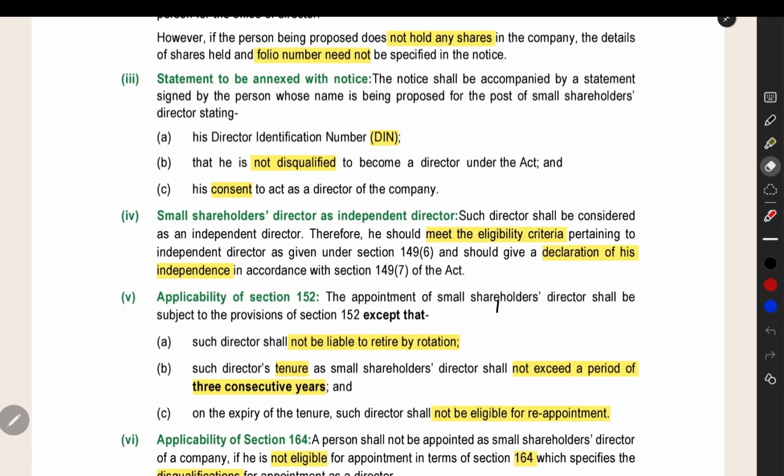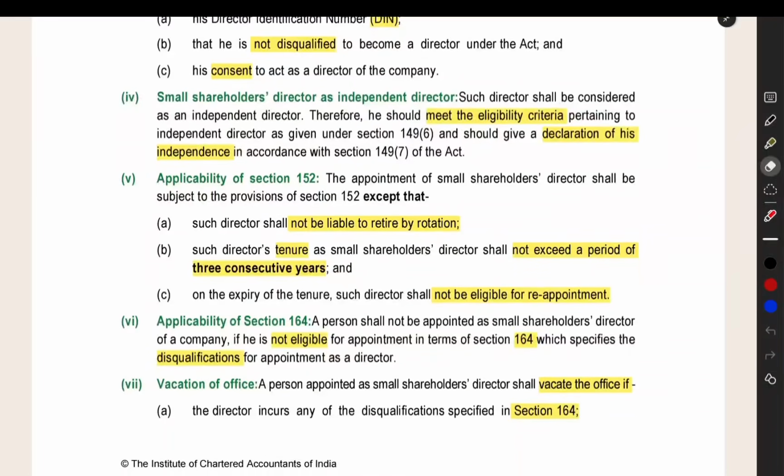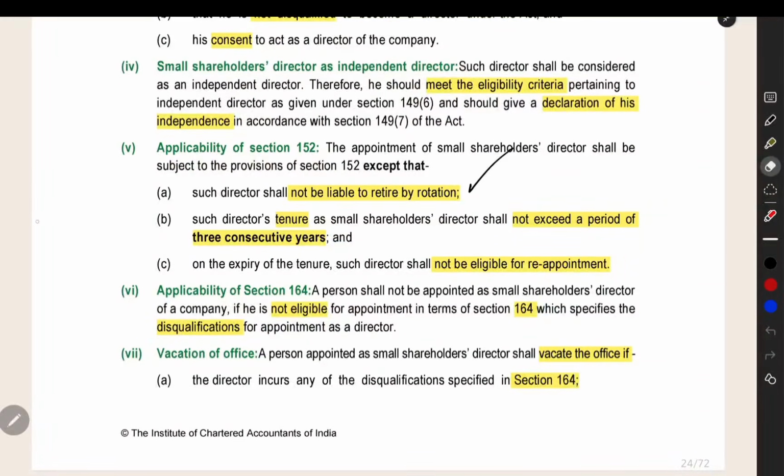The next point is whether a small shareholder director is an independent director or not. If he satisfies the condition, he is an independent director. If he does not satisfy the condition, he is not an independent director. That's all. Then he will not be liable to retire by rotation. So, in the total number of directors, we saw that the independent director will not come, the nominee director will not come. Now, another point: the small shareholder director will also not come. This is another provision which you can understand by this statement that a small shareholder director cannot be liable to retire by rotation.